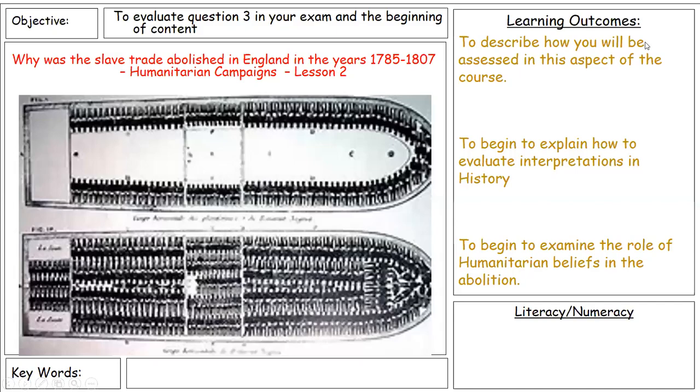Now, this is the second lesson on why the slave trade was abolished in England in the year 1785 to 1807. As mentioned in the last lesson, I'm going to focus on just the humanitarian campaigns for now. It's more important that we go through these things in depth, especially for this unit, as there's a guaranteed question to come up on why the slave trade was abolished.